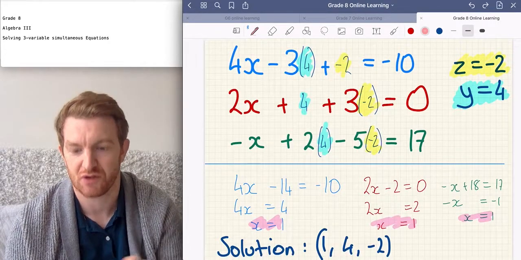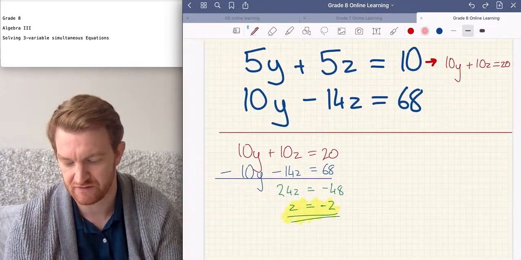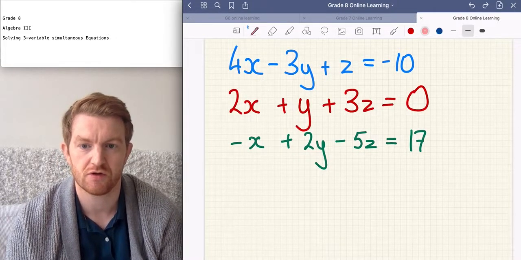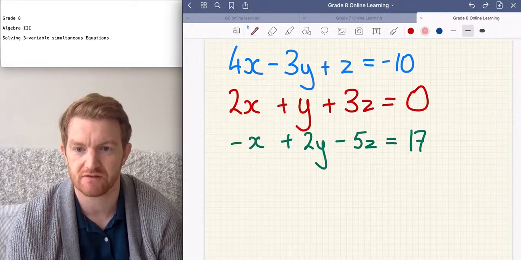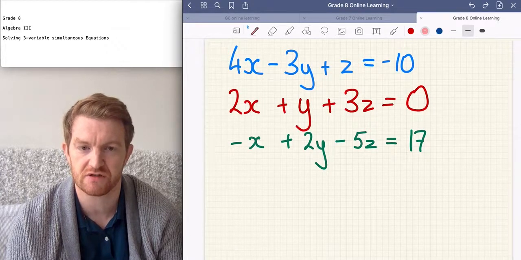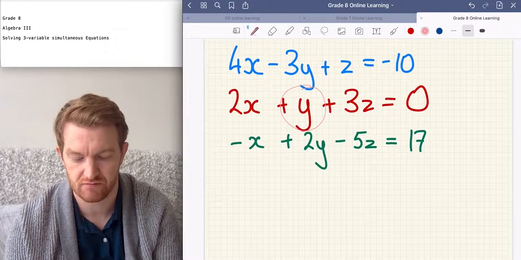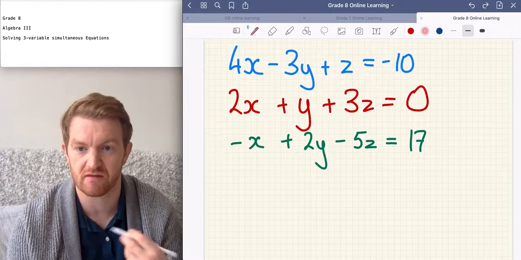So let's go a quick recap, because there was a lot of stuff we covered there. We start with the equations. You can use elimination or substitution. I chose to use elimination. You could have also used substitution by rearranging for this y here if you chose. Doesn't matter as long as you do each method thoroughly.